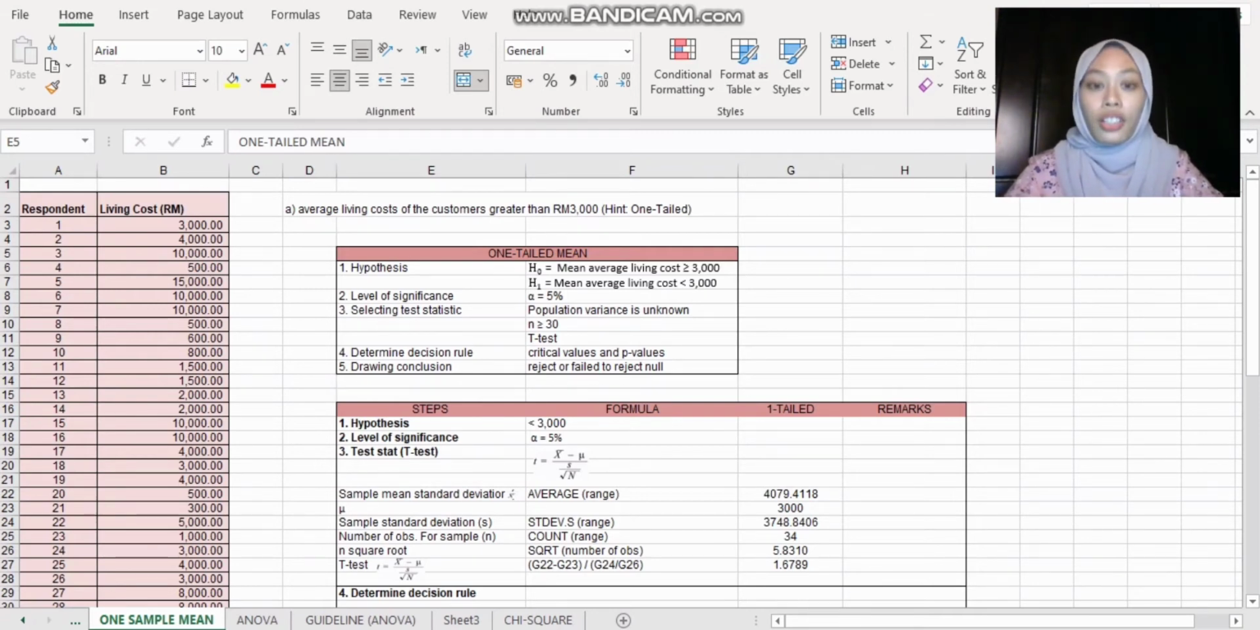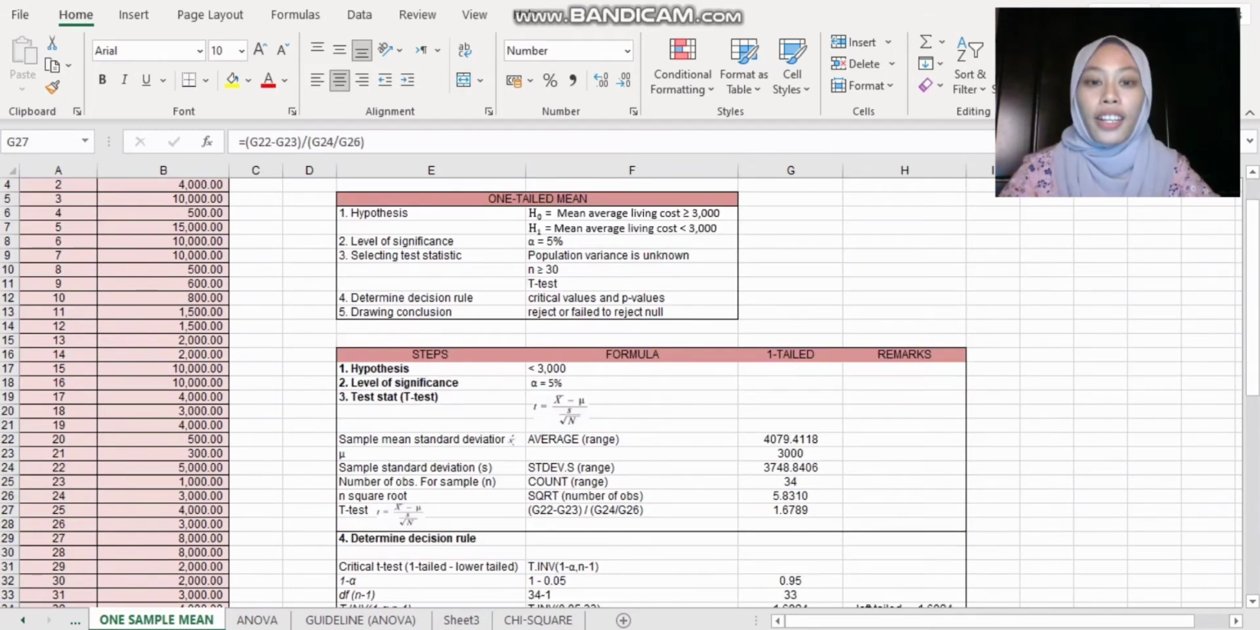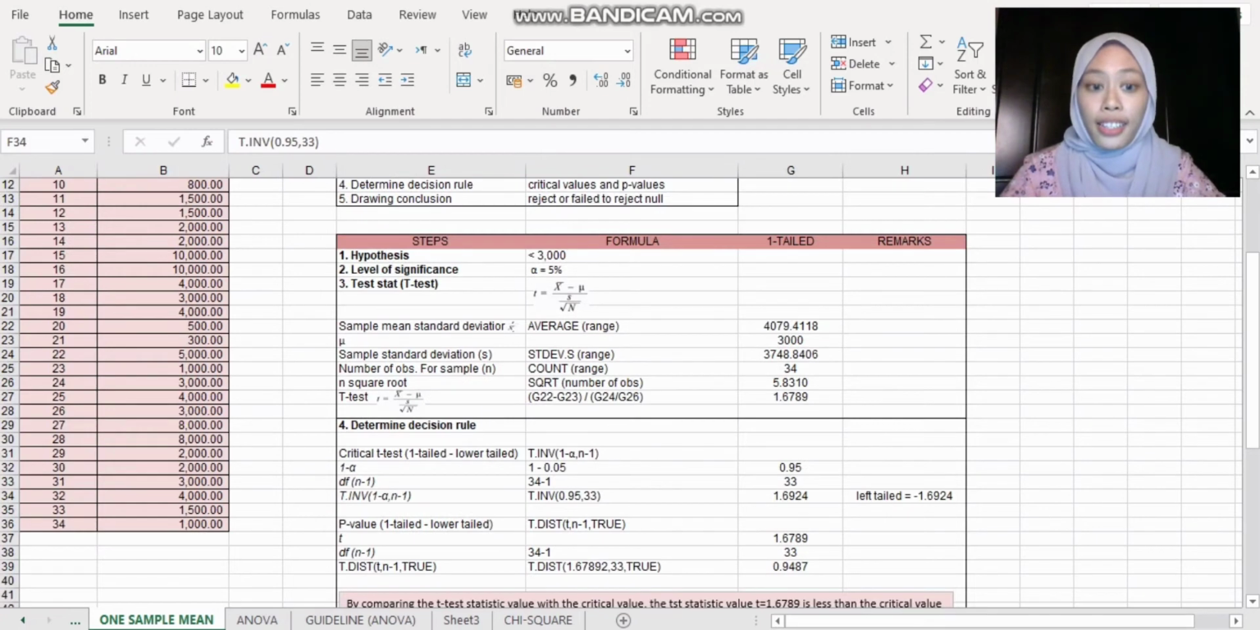The alpha is 0.05. Since there is no standard deviation given, we will use the t-test formula. The formula is the sample mean minus the population mean, divided by the standard deviation over the square root of n. So you will get this answer. Next step, determine the decision rule. Calculate the critical value and the p-value.